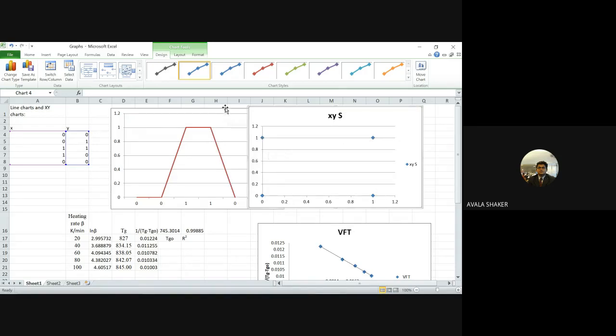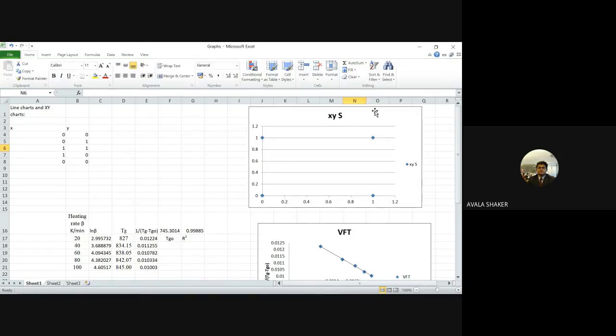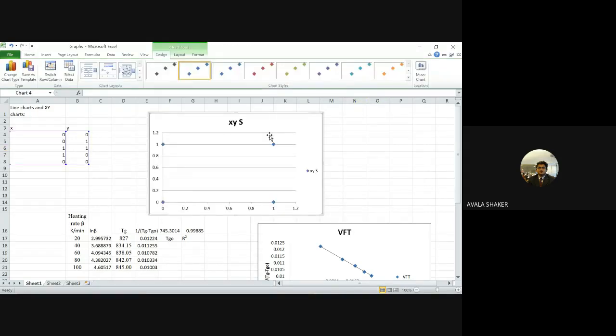Normally we don't use the line graph, but I just wanted to show you what would happen if somebody does a line graph. Now we have this XY scatter, which is of interest to us. Here you see that there are no axes labeled.